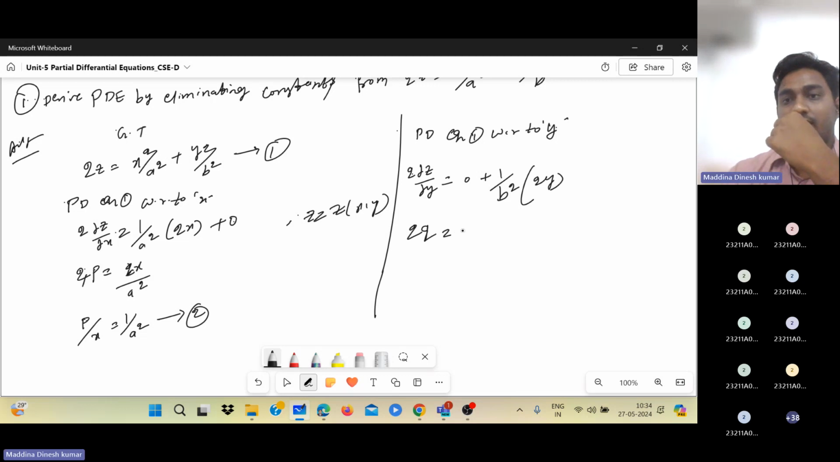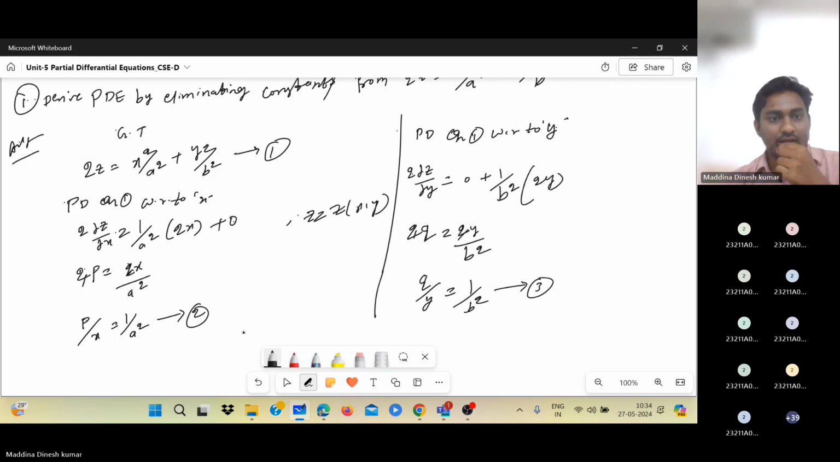So here we will get 2y by b square. The 2 will vanish out. So y I am going to transfer from the RHS to the left hand side. Then you will get q by y equal to 1 by b square. Okay. So now we got 1 by a square and 1 by b square.